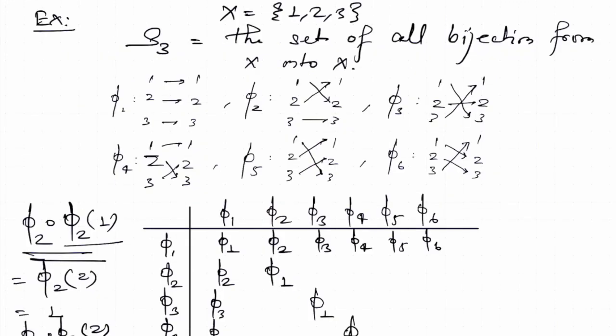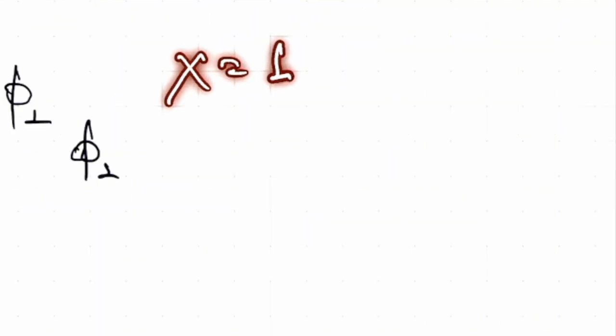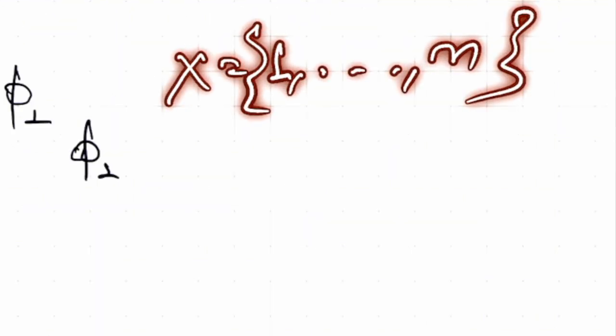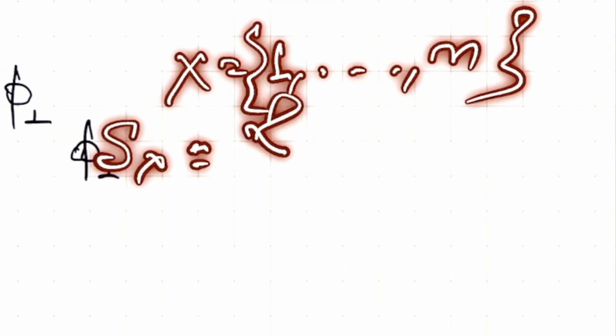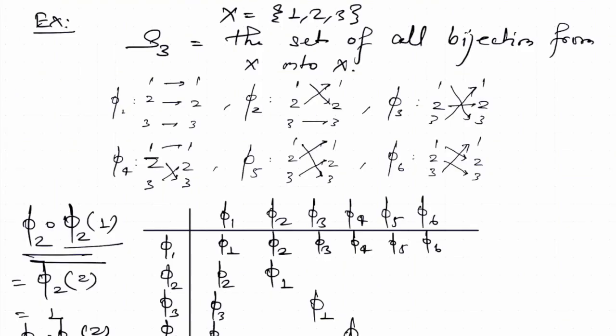Sx is a very general example of a group, and if you take different sets, then Sx will be different. For example, take X to be {1, 2, 3}, and then S3 is the set of all bijections from X to X. This is denoted by S3. In general, if you take X equal to {1, ..., n}, then Sx will be the set of all bijections from X to X. Now S3 will be the set of all bijections from X to X, and you can see that there are 6 of them: phi 1, phi 2, phi 3, phi 4, phi 5 and phi 6.